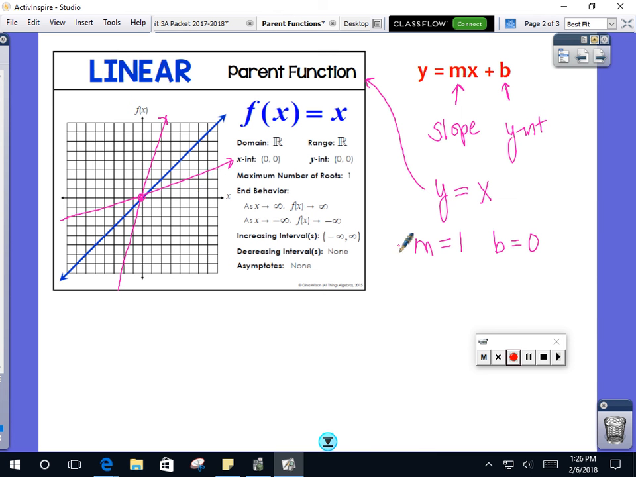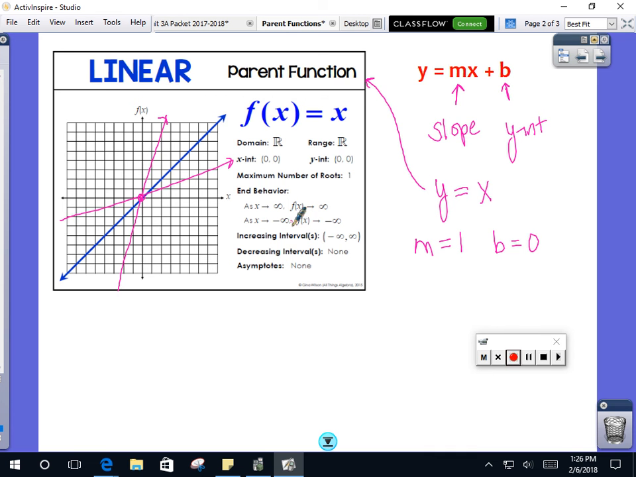Now, in Unit 2, the test we just tested over, we learned how to write the domain and range of linear functions. We learned how to locate the x-intercept and y-intercept. We didn't really talk about roots. You'll talk more about that in Algebra 2. We talked about end behavior, and then we didn't really talk about those. Those are things you'll get more into in Algebra 2.